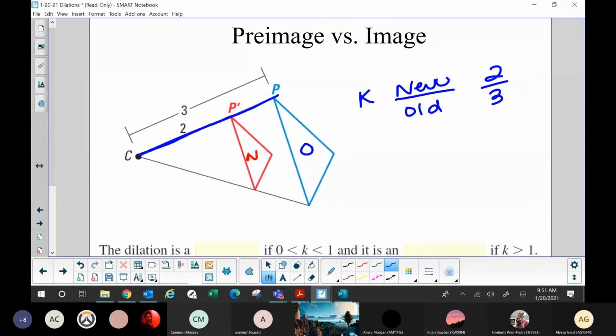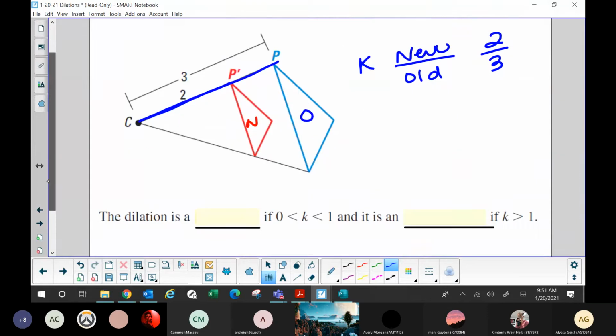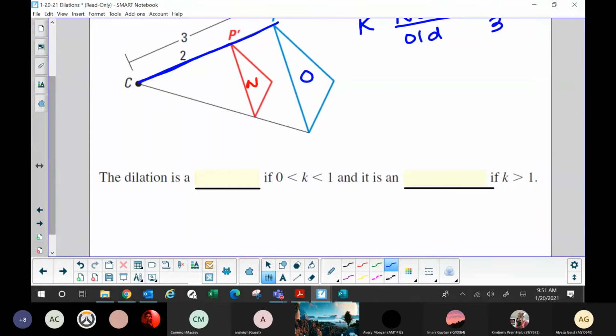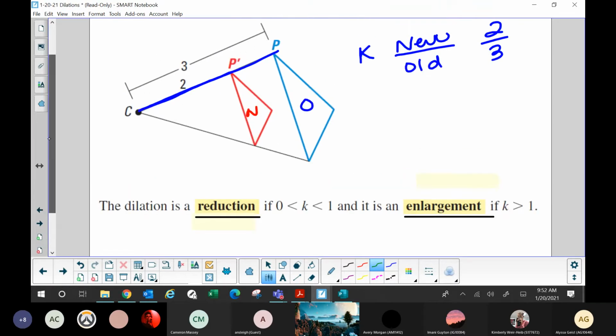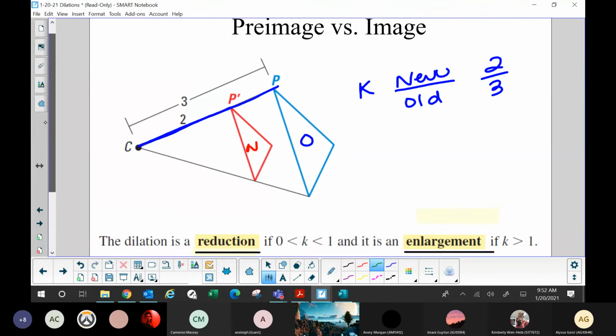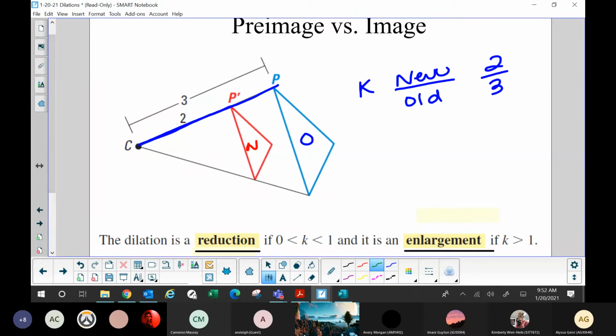Okay, anytime you have a scale factor that is between 0 and 1, that is a reduction. Okay. And it's an enlargement if K is greater than 1. Okay. And this is all based off the distance your point is from the center. So let's do another one.